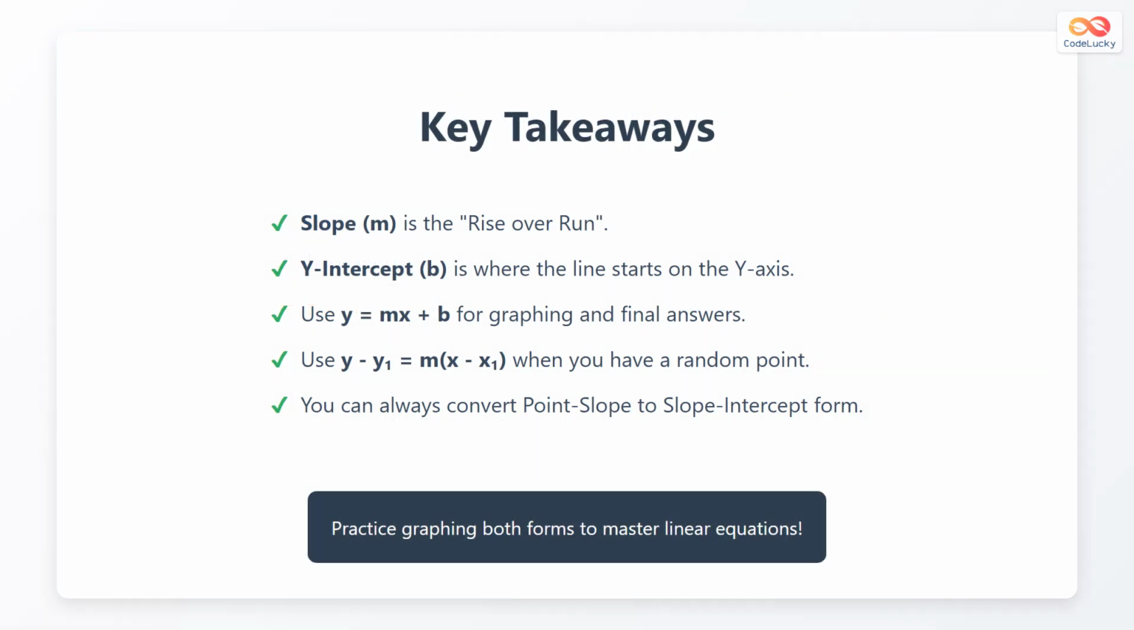To wrap up, remember that m is your slope and b is your y-intercept. Master both of these forms, and you will be able to handle any linear equation problem that comes your way.